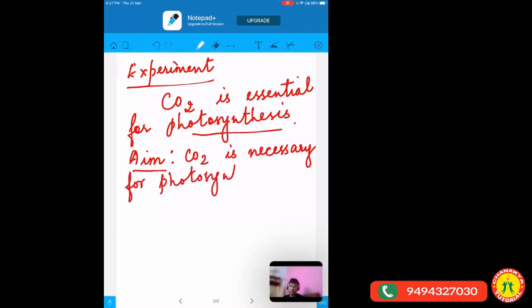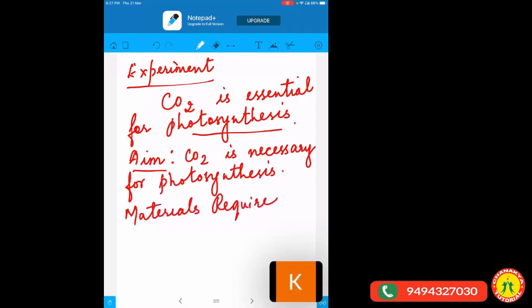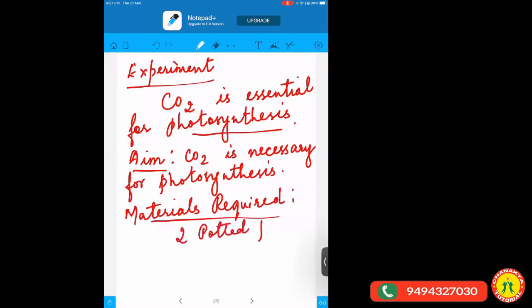Now, the second thing we should write is the materials required. All the materials we need for proving this experiment, we will write next. Basically we need two potted plants. We need two bell jars. We need a dish plate.